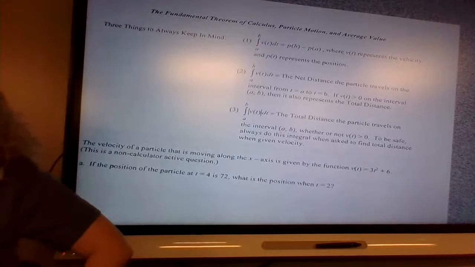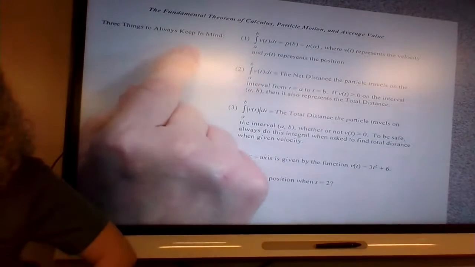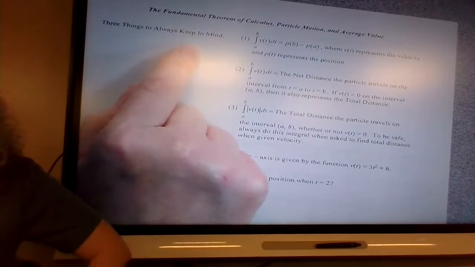Right, so we're going to talk about the fundamental theorem of calculus and particle motion along with average value. And we've got three things to always keep in mind.